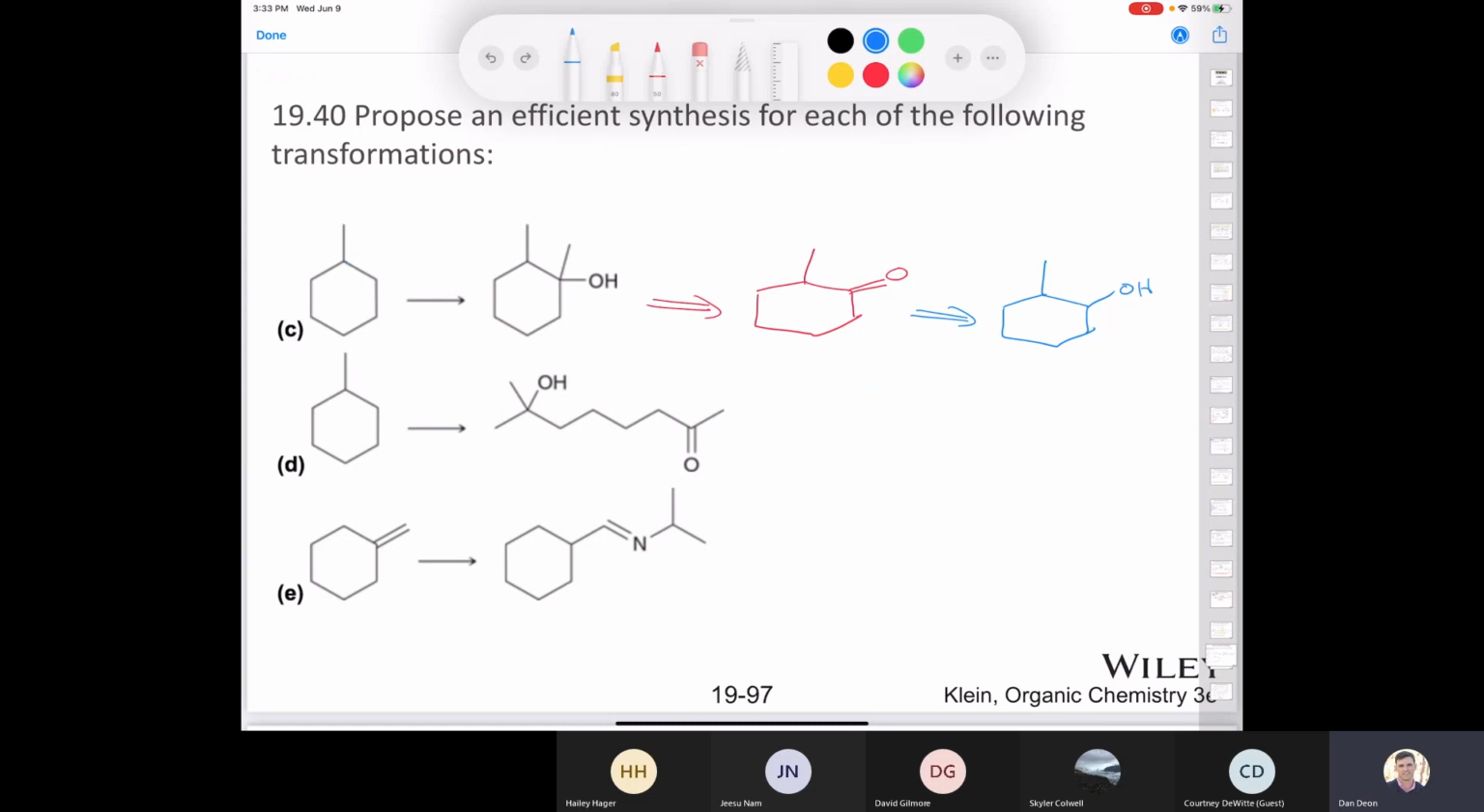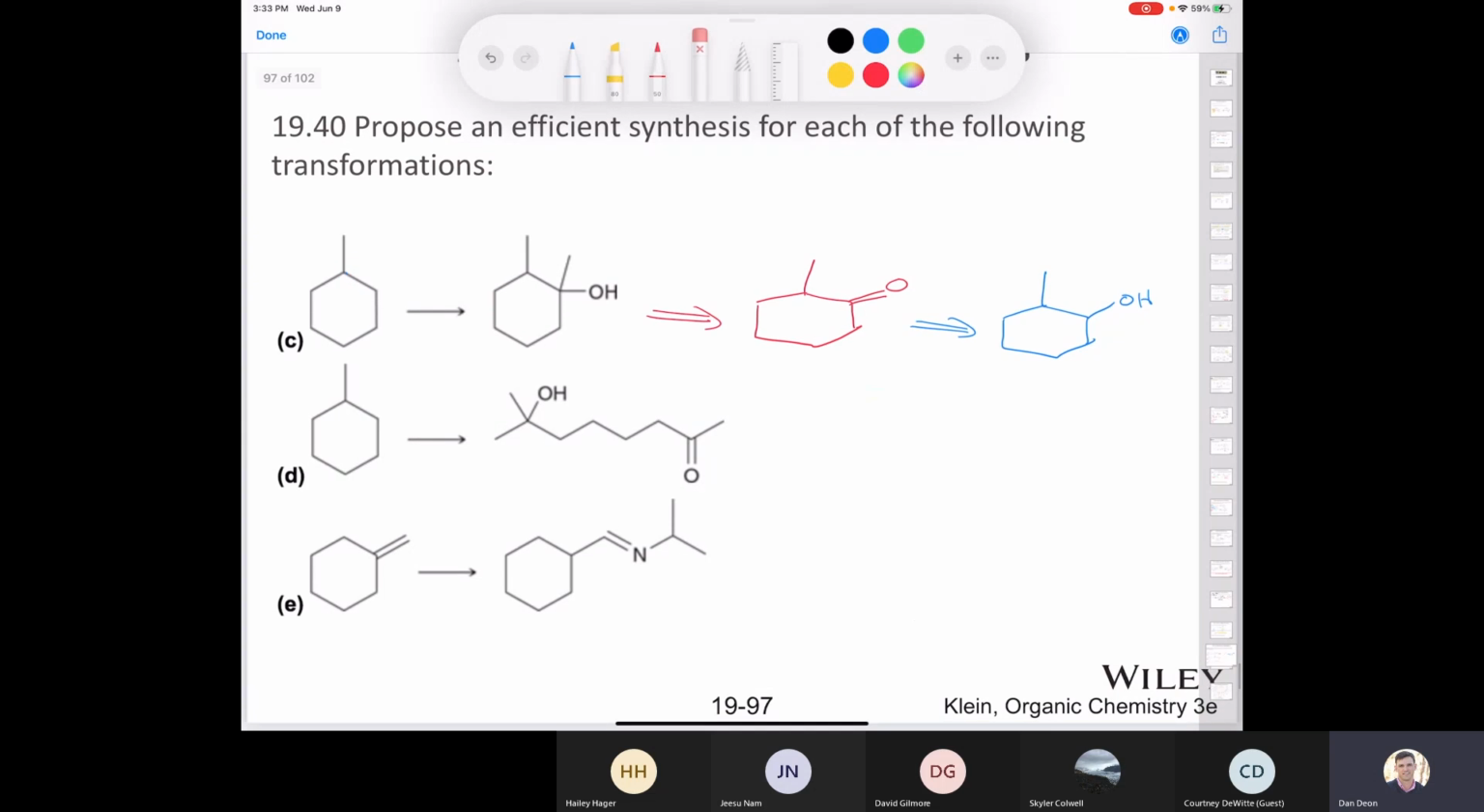That would put a bromine here. So if I installed a bromine there, then I could do an elimination to make a double bond here. And then I just do an anti-Markovnikov addition of water, oxidize it, and then I do some Grignard chemistry. So that's kind of the approach that I would take with that one. So you can see how retrosynthesis comes in really handy for these.